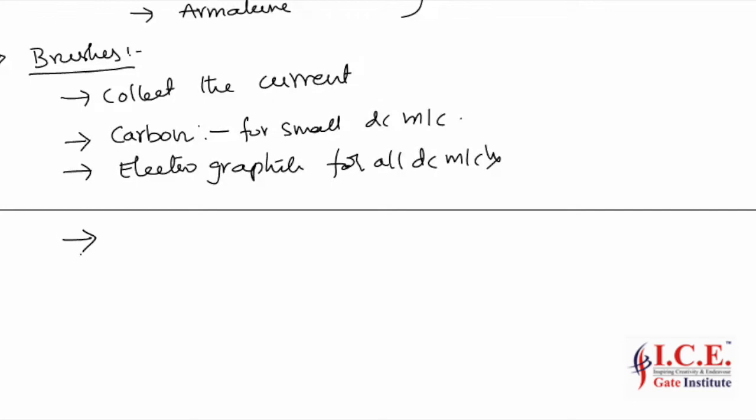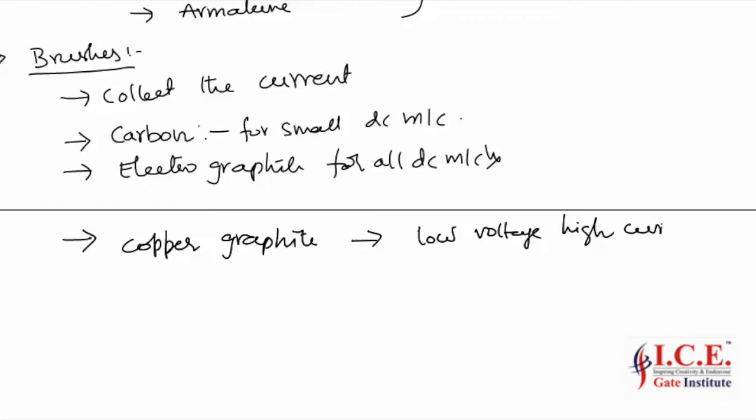And a special one, copper graphite, is used for low voltage high current DC machines. This is very important: it is used for low voltage high current DC machines. The brushes are a static part.